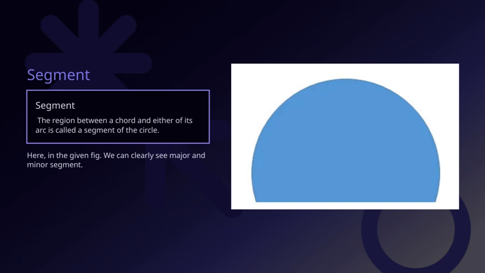Recognizing these segments helps us understand the geometric relationships within circles better. This concept is fundamental as we explore more advanced properties of circles and their segments throughout this presentation.